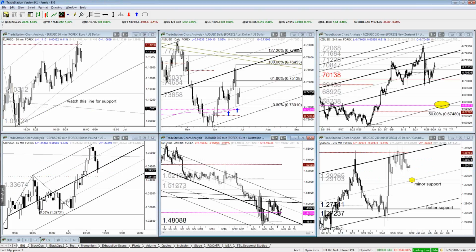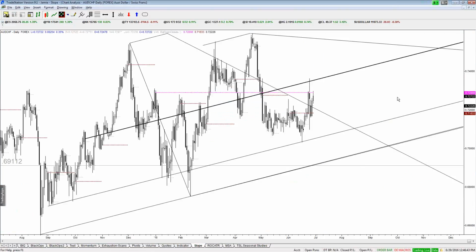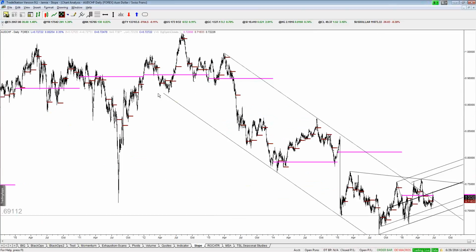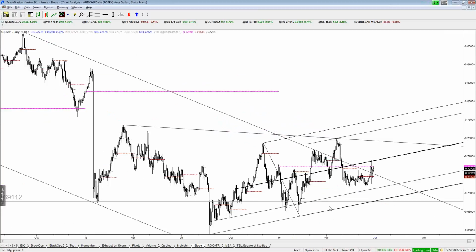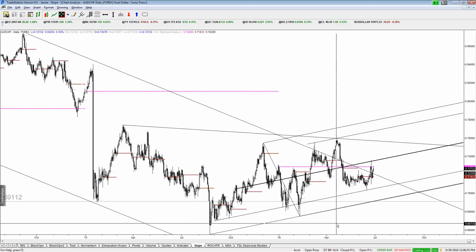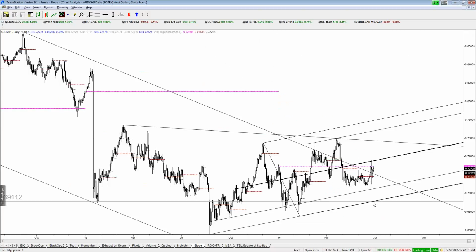Another chart that's interesting is Aussie Swiss. Again, this is basically like Euro Aussie short, but it's Aussie Swiss long. So you've got this channel, tried to break through it several times this year. Looked like we had done so here, ended up being a false move or a fake out, and here we are, kind of bouncing off of slopes.